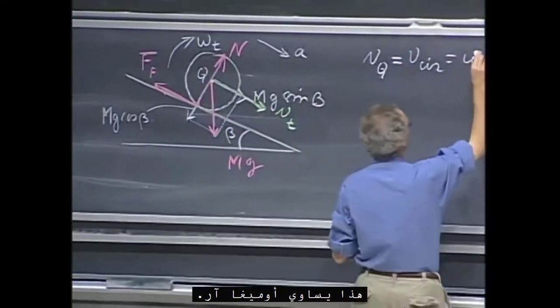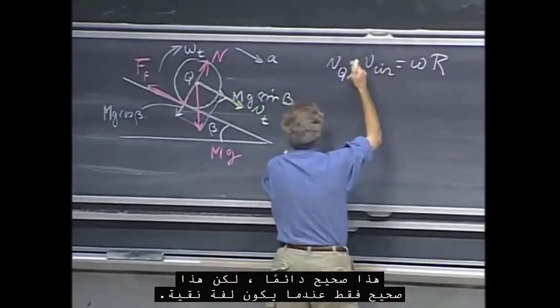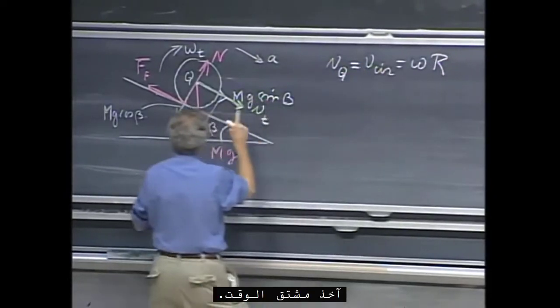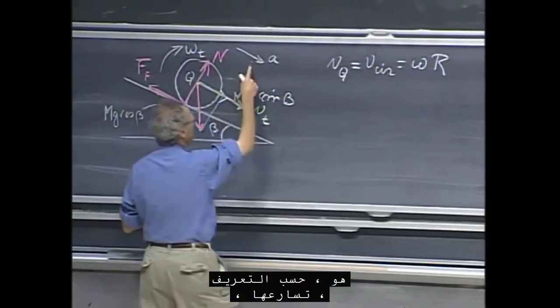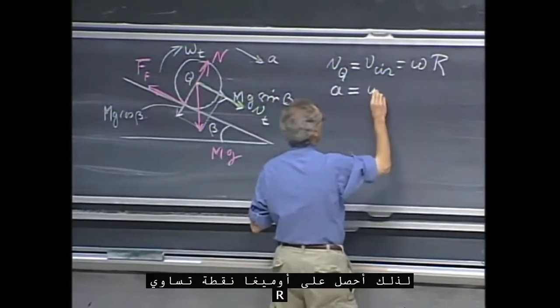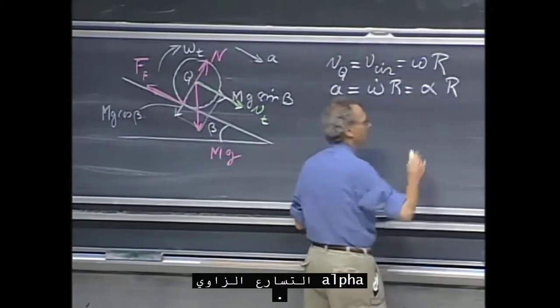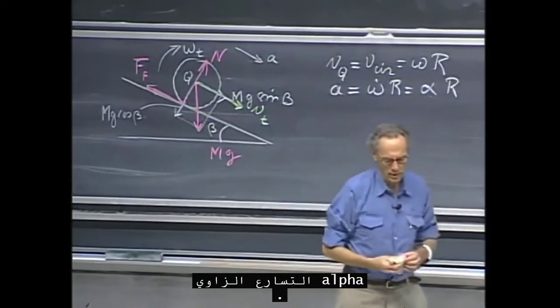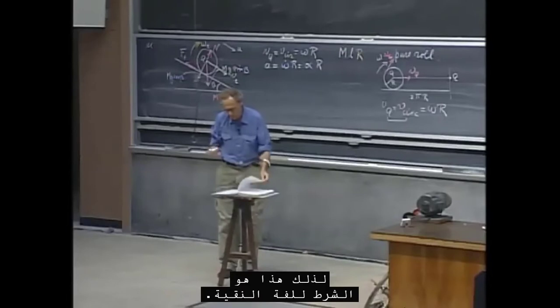That equals omega r. This is always true, but this is only true when it is pure roll. I take the time derivative. The derivative of the velocity of that point Q is per definition its acceleration. So I get a equals omega dot times r, and that equals alpha r, alpha being the angular acceleration. So this is the condition for pure roll.